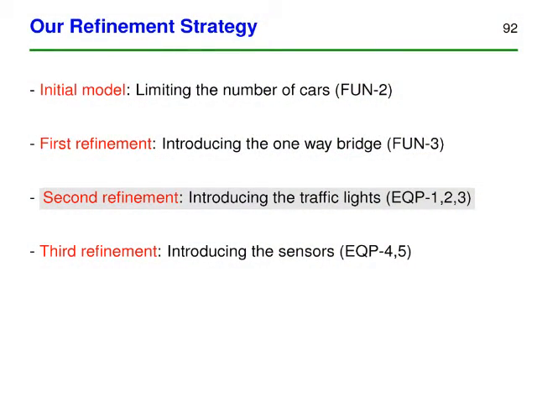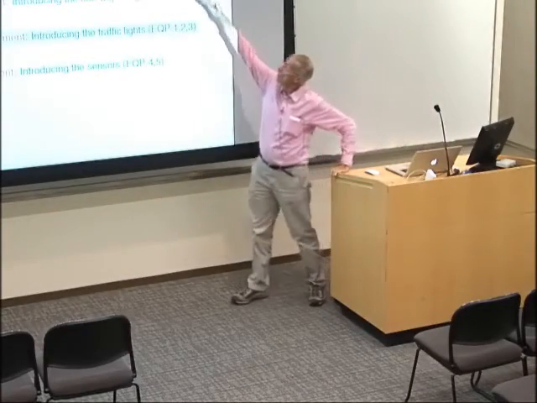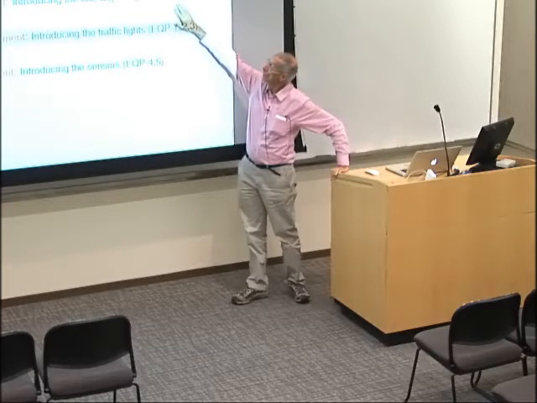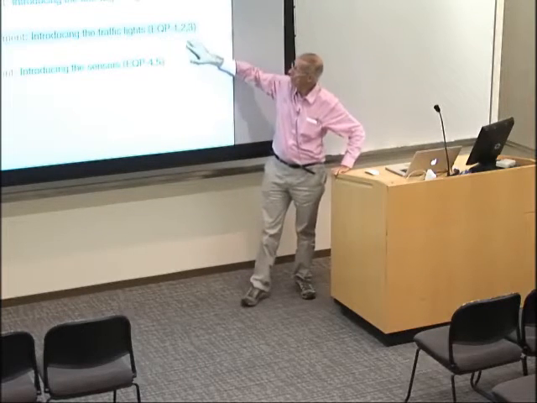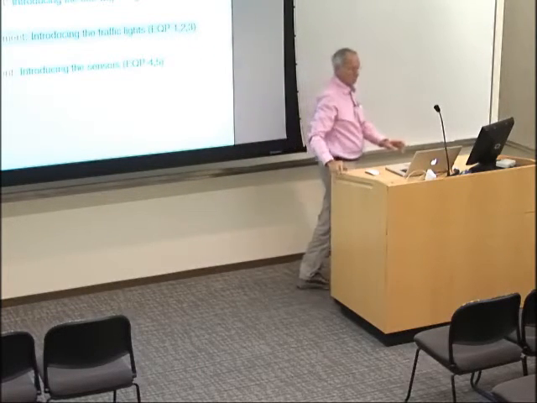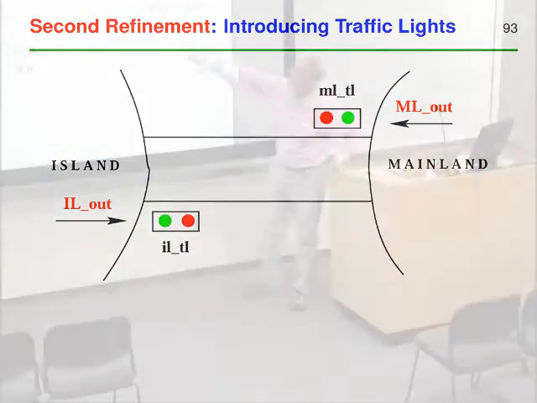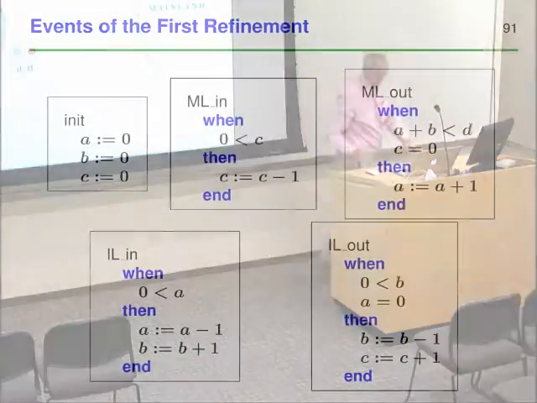So the idea of the second refinement, you remember our refinement strategy, FUN 2, the maximum number of cars, FUN 3, a one-way bridge, and now we are introducing the traffic light, and this corresponds to the requirement EQUIPMENT 1, 2, 3. So I remind you of the equipment. We have the bridge, and we have the two traffic lights.